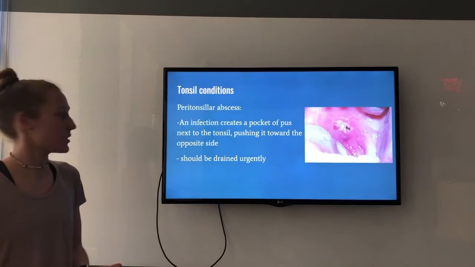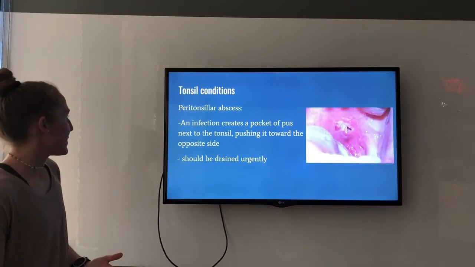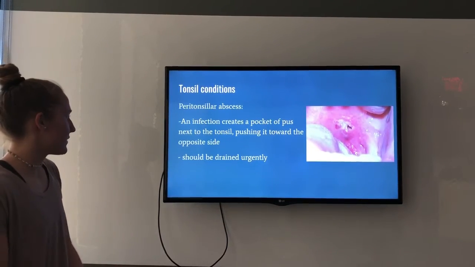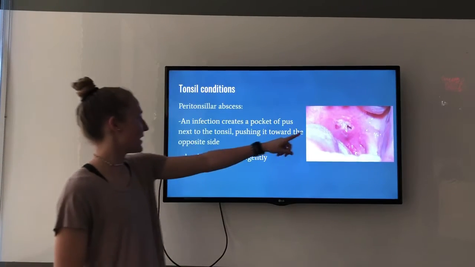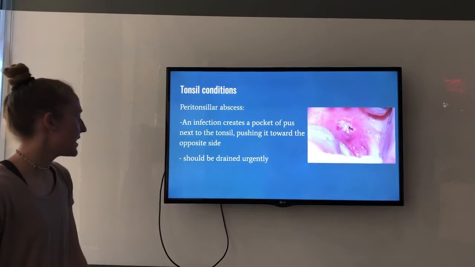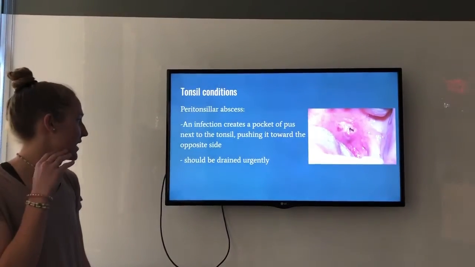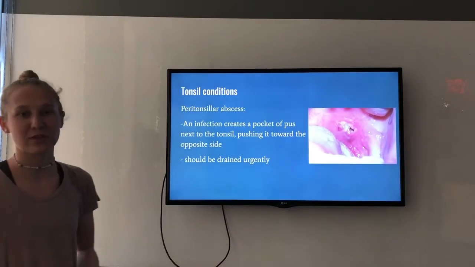Another tonsil condition is peritonsillar abscess, which is an infection that creates a pocket of pus next to your tonsil, and it pushes your tonsil towards the opposite side, and they need to be drained urgently.